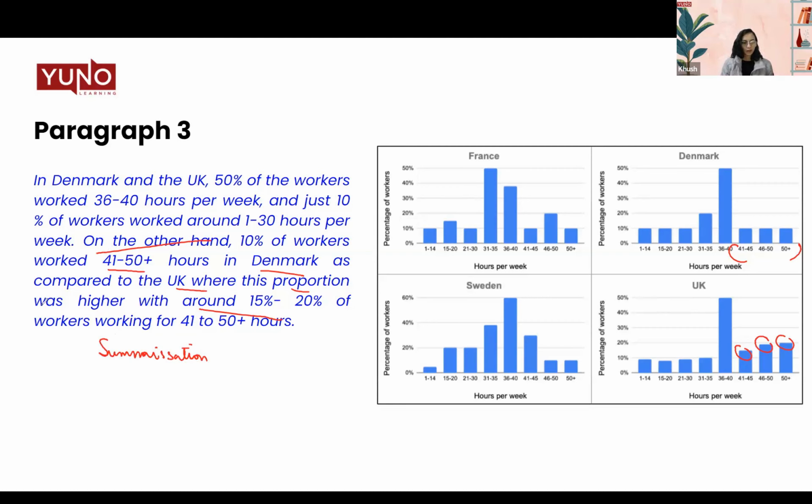And one more thing to notice here that we mentioned: on the other hand, 10% of workers, and then we have higher. So this is the comparison, right? We also compare the data. We just simply don't quote it, but we compare the data also. So there's a linker, then we have compared the data between these two categories.